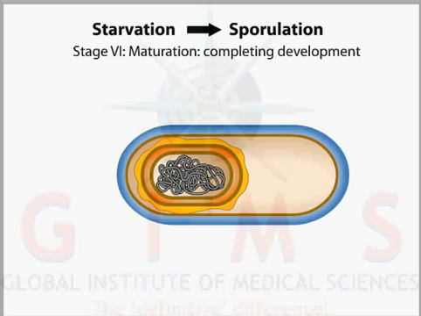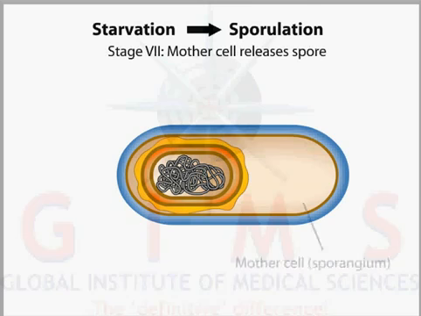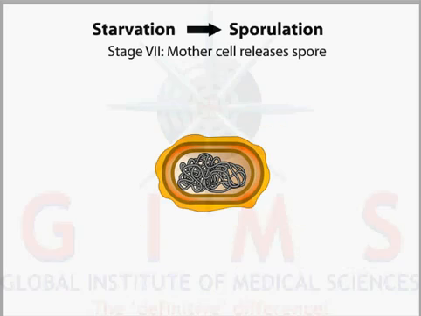This last stage includes the synthesis of dipicolinic acid in the mother cell and its uptake into the core of the spore. Dipicolinic acid is important in maintaining dormancy and in promoting spore dehydration, a characteristic that makes the spore heat resistant. In stage 7, the mother cell, now called a sporangium, releases the mature spore.